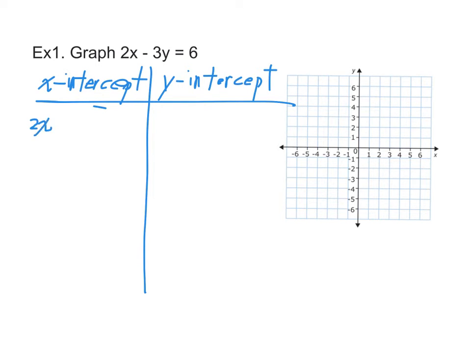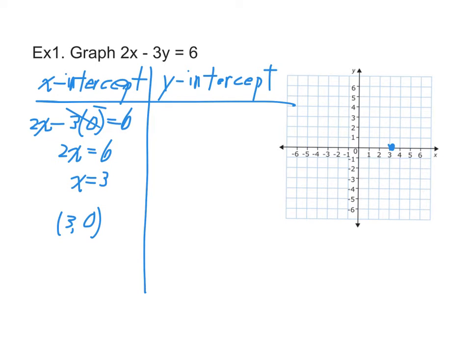I'll have 2x minus 3 times 0 equals 6. We know that anything times 0 is 0. So you're left with just 2x equals 6, or x equals 3. This is the x-intercept. Its ordered pair is (3, 0). And it's right here on the graph.